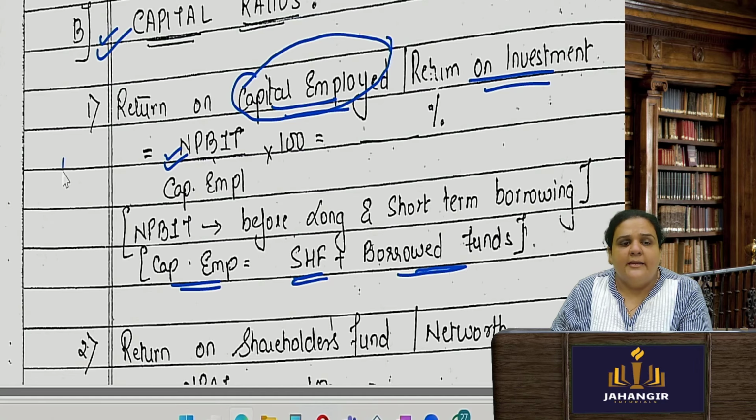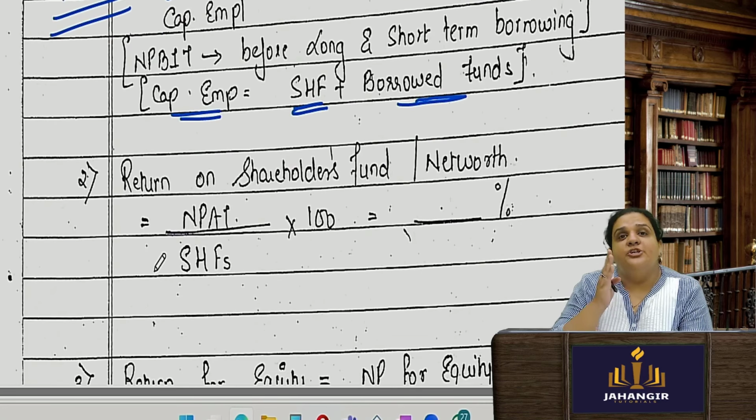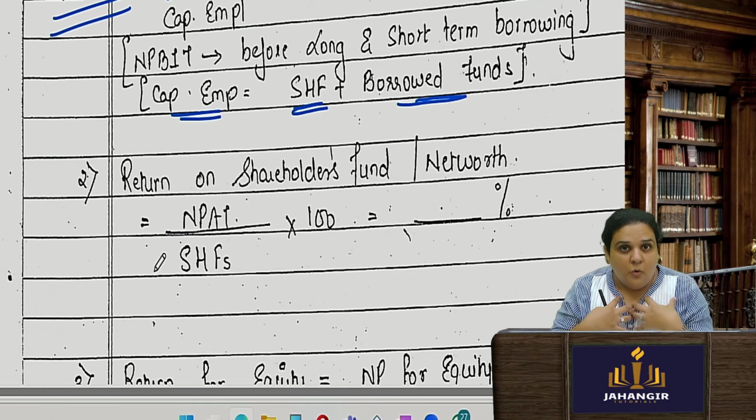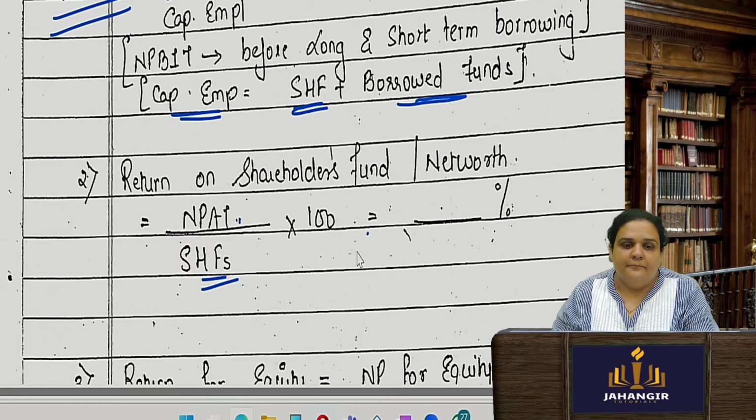So we have to make an income statement. From there we will be able to take our NPBIT, divide by capital employed into 100, again in form of percentage. If I tell you return on only shareholders funds, or return on net worth, means your own capital, net profit after tax, because that is the profit which belongs to your shareholders. So net profit after tax upon shareholders funds into 100.